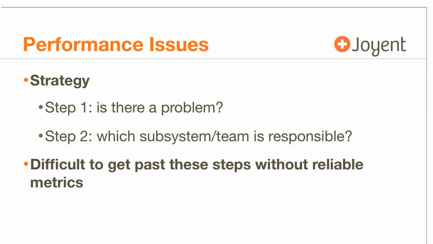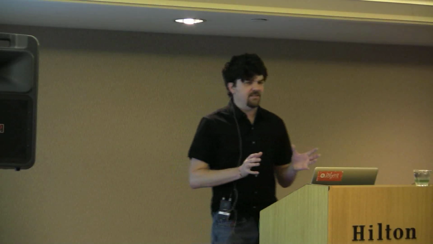For issue analysis, step 1 is: is there a problem? And step 2 is: which subsystem or team is responsible? It's difficult to get past these steps without reliable metrics. We need to reliably say yes to the problem. We need to reliably say yes, that problem is in libumem, it's in the operating system allocator. Or yes, that problem is with the disks, it's not with the application or with the file system.